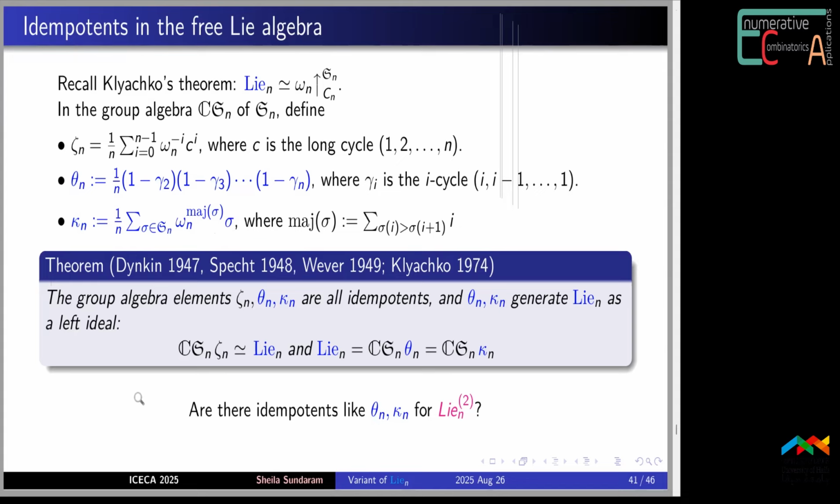So going back a very long way, we know that theta n and kappa n are idempotents, and theta n and kappa n actually generate Lie n as a left ideal right here. So again, the question is, are there idempotents like this with interesting combinatorial properties for Lie n superscript 2?